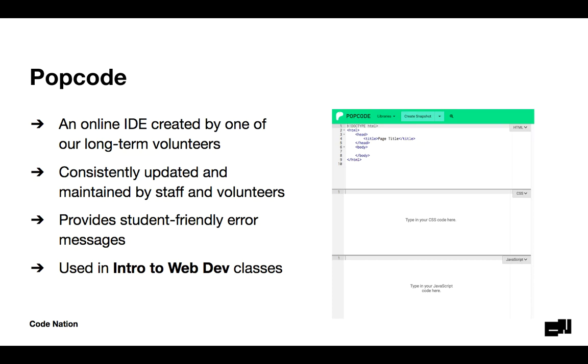Every time you make a mistake in Popcode, it gives you a message that tells you what you've done wrong. It tells you exactly what you need to change. So if you think about it in some way, it's kind of like training wheels to help students learn how to program, to help them be mindful of looking at error messages, and it's very interactive and fun in that way. And this is used in Intro to Web Development classes.